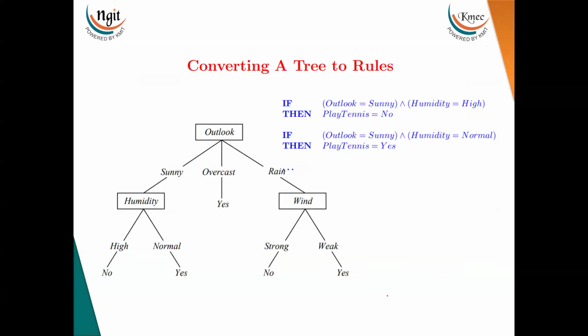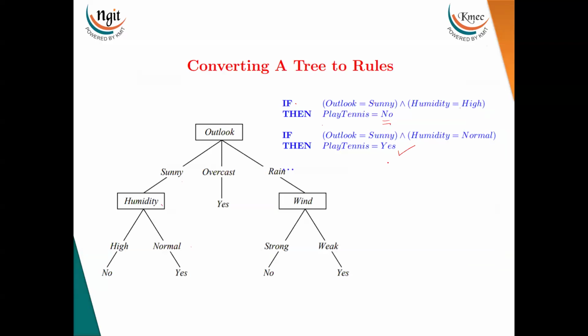So now converting the tree into rules. As I already told you, if outlook equal to sunny and humidity equal to high, then play tennis is equal to no. Similarly, if outlook equal to sunny and humidity equal to normal, then play tennis is equal to yes. In this way, we are going to convert a decision tree into rules. So this is all about the decision tree. And here the main thing is calculating the entropy of the whole data set, the entropy of individual features, and from that we are going to find out the information gain. And we are going to split the tree until we reach a leaf node where we can't split any further.